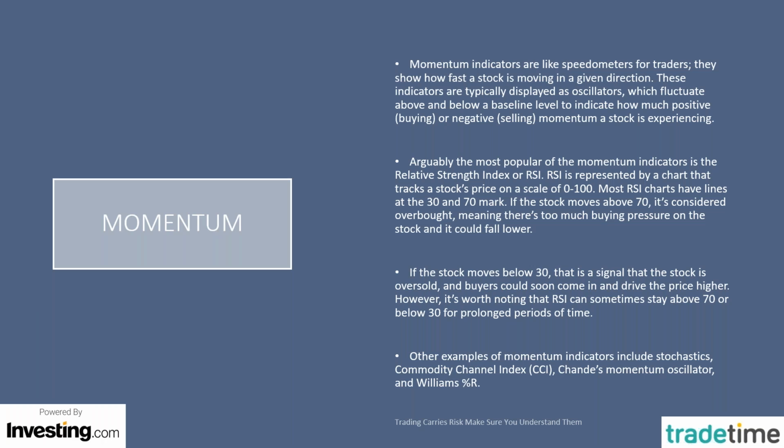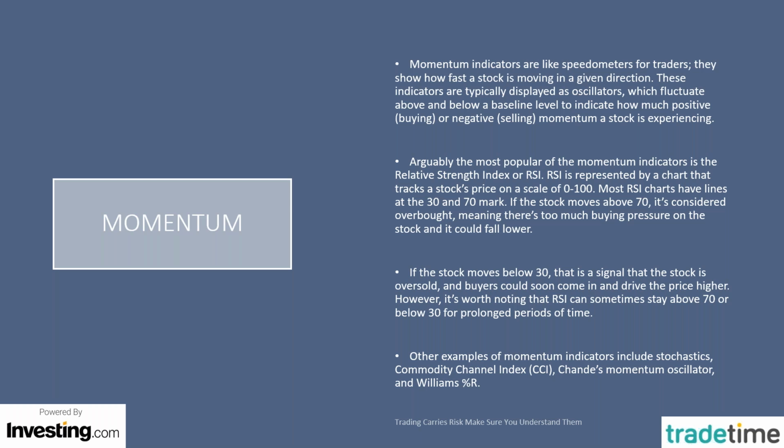Then we have momentum indicators. Momentum indicators are like that rocket I told you about, the firework going up. Momentum indicators are like speedometers for traders. They show how fast an asset is moving in a given direction. These indicators are typically displayed as what's called oscillators, which fluctuate above and below a baseline level to indicate how much positive or buying, or negative selling, momentum an asset is experiencing.